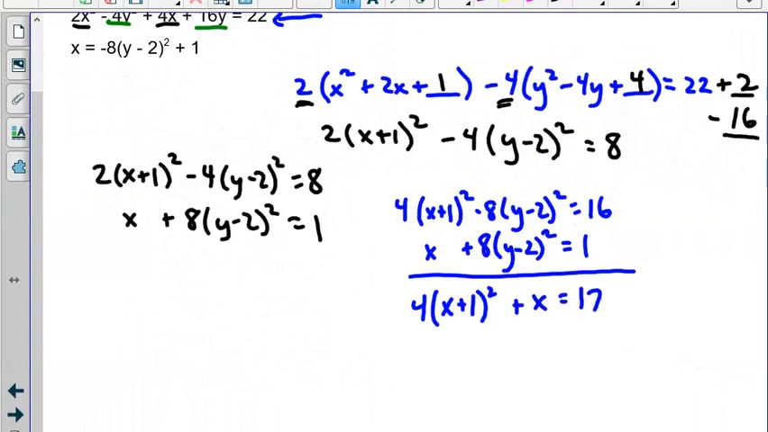Now, I could distribute the (x + 1) times (x + 1) and then get everything on one side and see if I can factor, and I actually can. So I'll do that really quick on this side. And I mean really quick, I'm going to do it because I want to show you another technique.